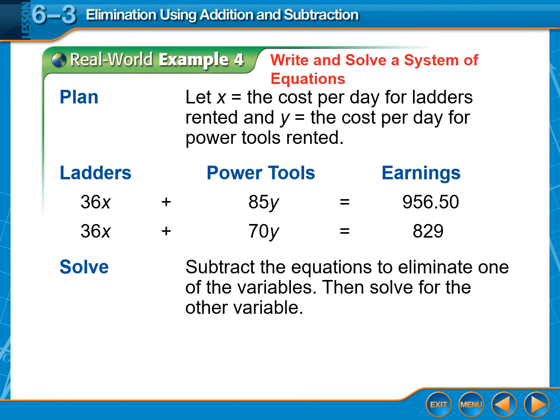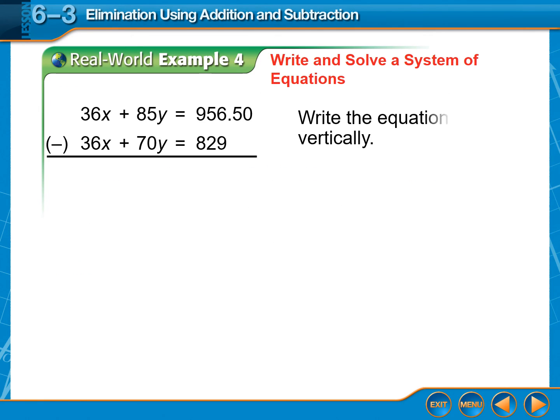All right, so we subtract the equations to eliminate one of the variables and then solve for the second one. By subtracting, remember again, when we subtract, we're actually changing the sign of each term. So 36x minus 36x cancels out. On the second one, we're doing 85y minus 70y, and in the third column, $956.50 minus $829. And let's go ahead and add in that 0 at the end here.